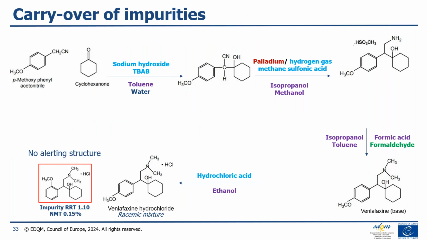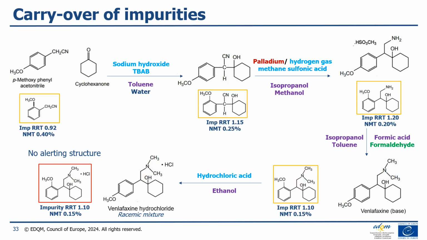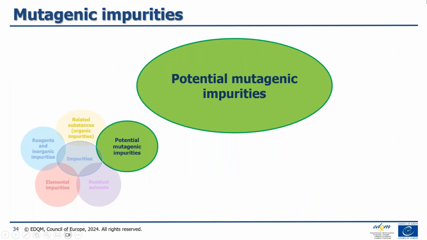So, for example, you have managed to identify the impurity at RRT 1.10. It's not presenting an analytic structure. It is related to the API and can be traced up to starting material 1. And you can set, for example, a limit in the starting material to control this impurity as well. But let's see what is happening with mutagenic impurities.